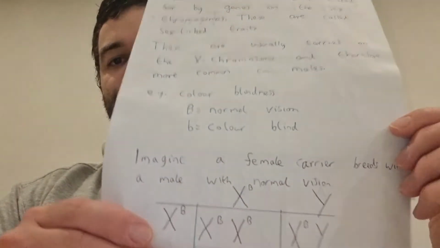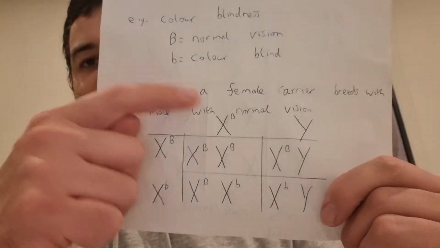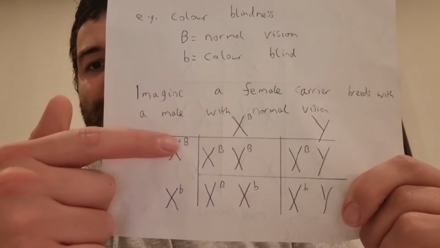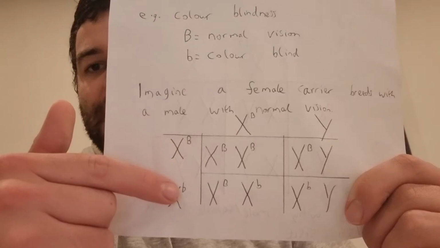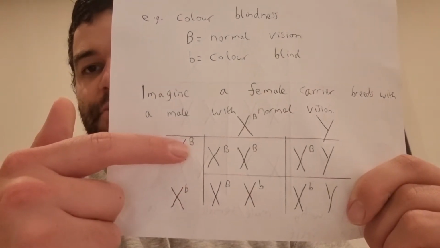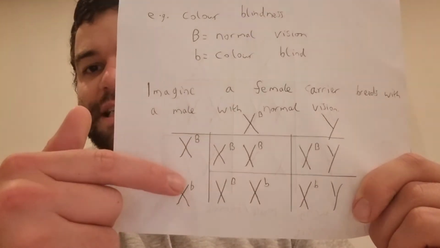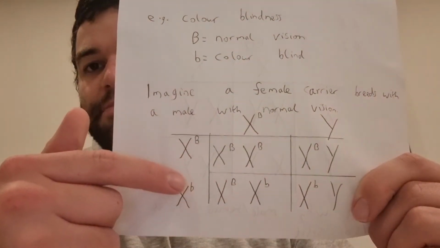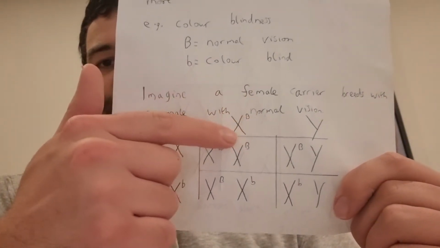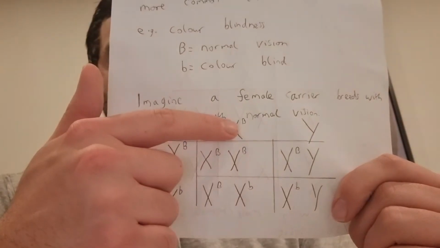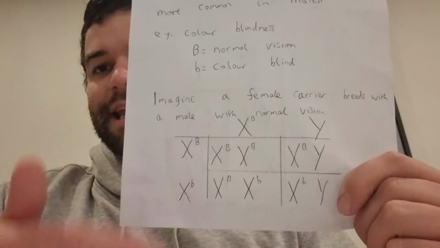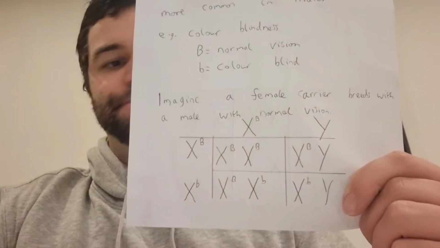Okay, so what I've done is I've written the woman's alleles here. So she has X carrying a capital B and X carrying a lowercase b. So she's not colourblind because she's got the allele for normal vision, but she does still carry the allele for colourblindness, so can pass that on even though she's not colourblind. The male, whose chromosomes are up here, just has X capital B and then just the Y chromosome because the allele is only carried on the X chromosome.